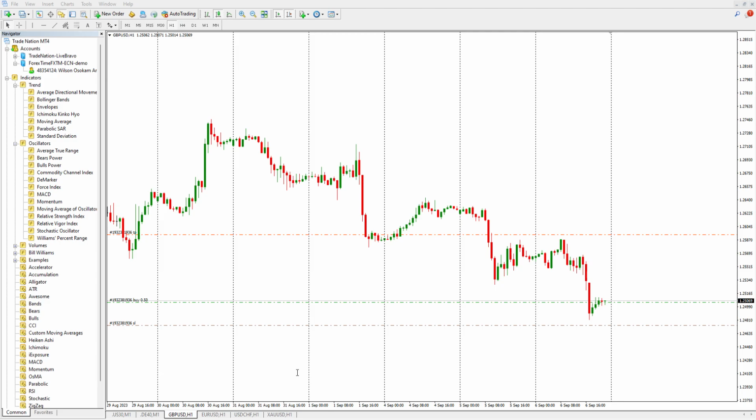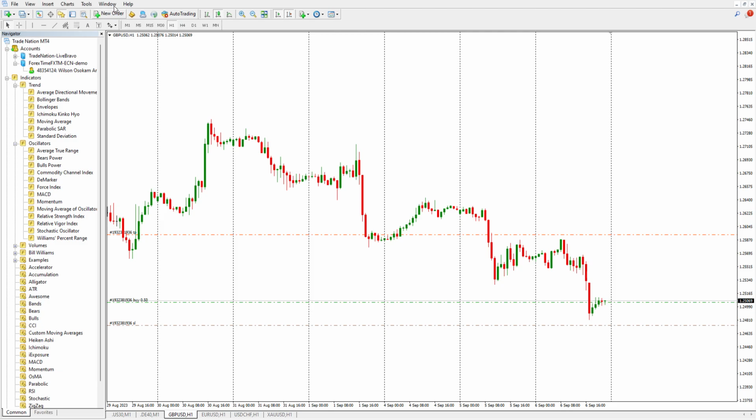So we basically have 4 types of pending orders on the MetaTrader 4, but I think on the MetaTrader 5 we have 6 types. But right now we're using MetaTrader 4 to learn, so I'm just going to teach the types of pending order we have on the MetaTrader 4.